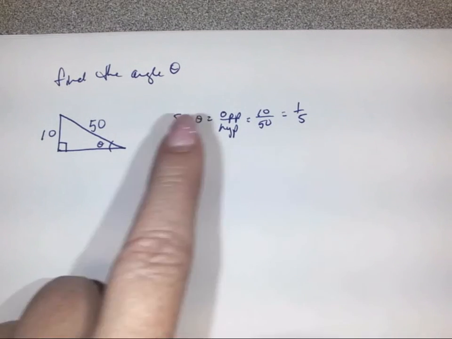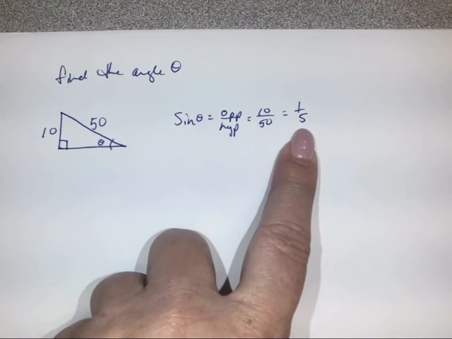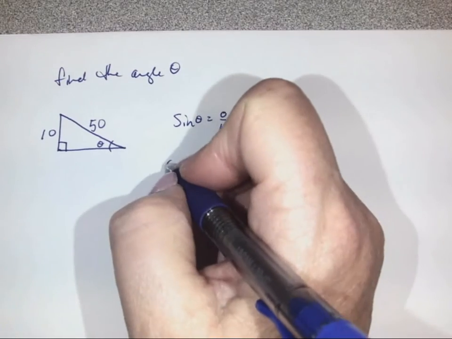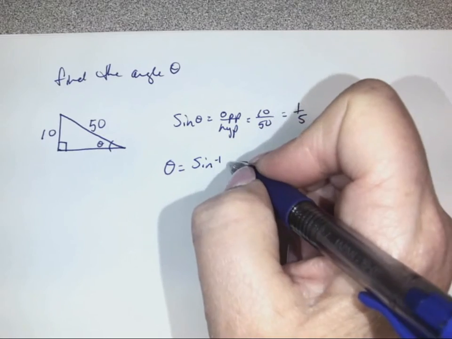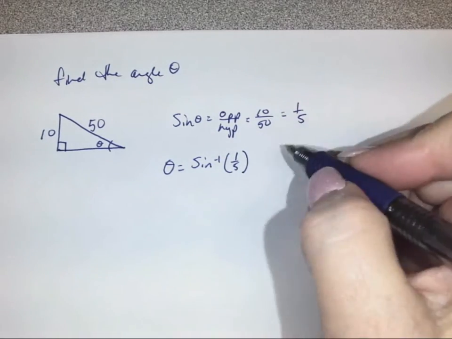Well, that doesn't tell me what the angle is. 1/5 is not one of the things that we know from our unit circle. But I can find theta by taking the sine inverse of the 1/5 value to get my angle.